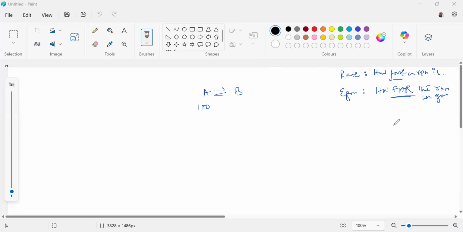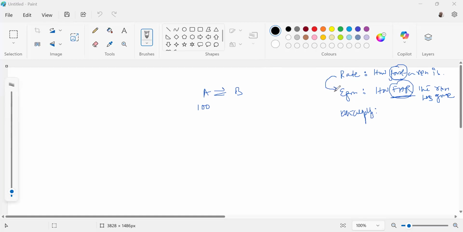So what does the rate tell you? Rate tells you how fast a reaction is. And what does equilibrium tell you? How far a reaction has gone to completion. Understood this part? And if we talk about enthalpy, enthalpy is how much heat content it has. That's it. So can you understand the difference?